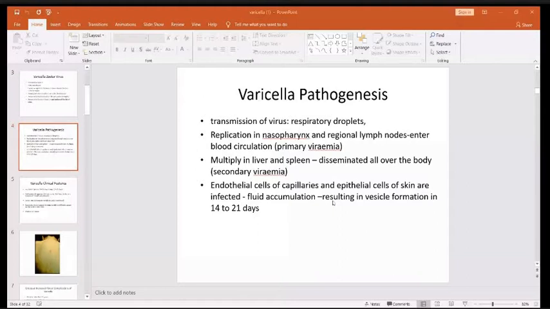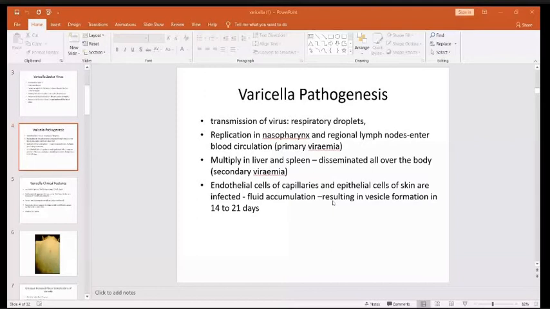There are crops of lesions. The first lesion starts as a macule, changes to a papule, and then a vesicle, which is the fluid-filled lesion. It can become pustular, then the pustule ruptures and crusting occurs over the lesion, that is the scab formation. When you examine a patient, you can see crops of lesions. Suppose the first lesion has started as a macule; after a few days it has become a papule or vesicle, and by that time the next lesion occurs as a macule.